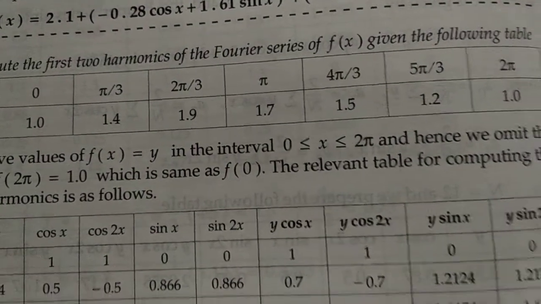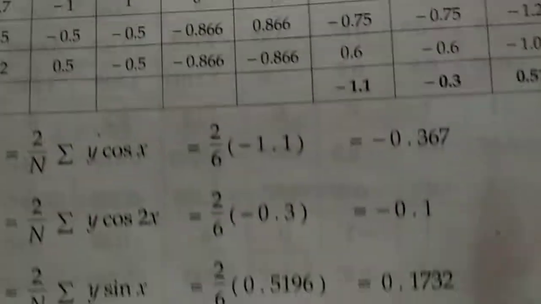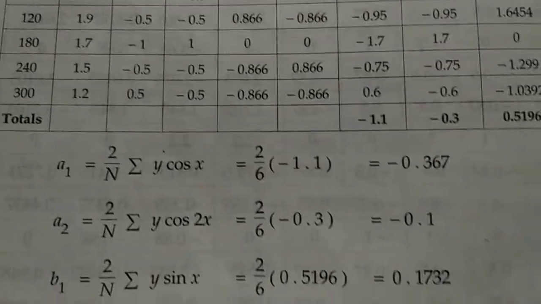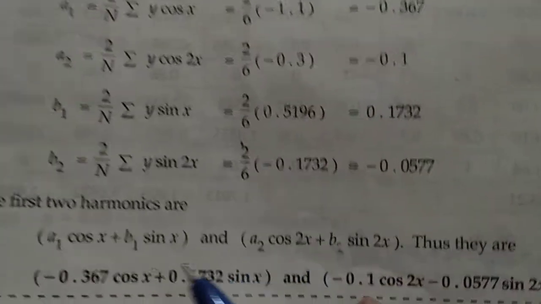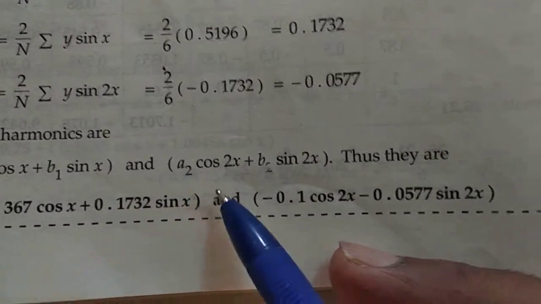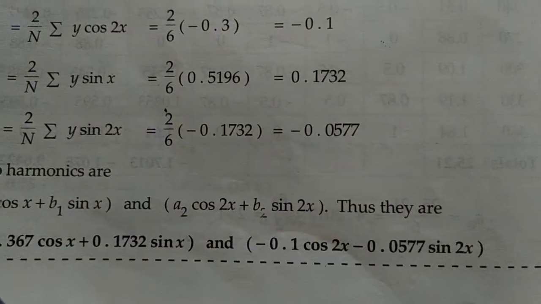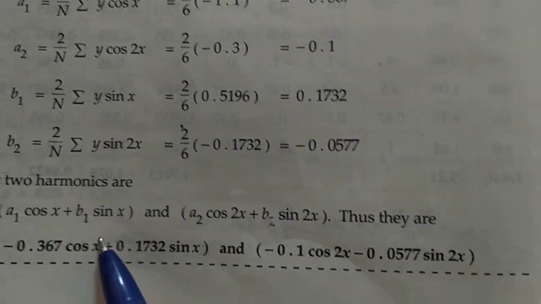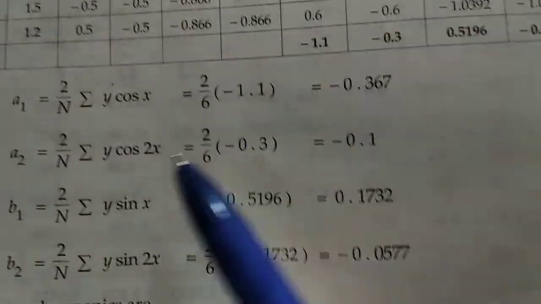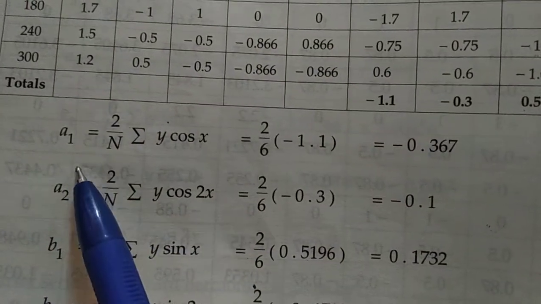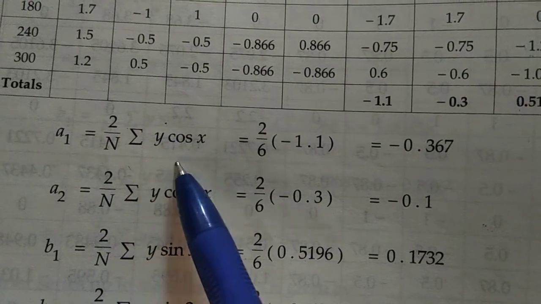First two harmonics. So now first two harmonics means what? You have to find out a1 cos x plus b1 sin x and a2 cos 2x plus b2 sin 2x. So that's why you have to find out a1, b1, a2, b2. So now what is the formula for a1? a1 is equal to 2 by n summation of y cos x.